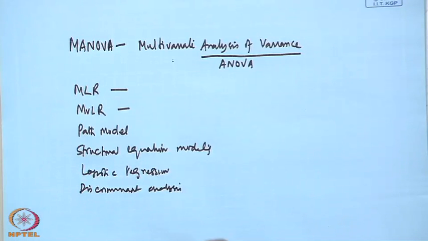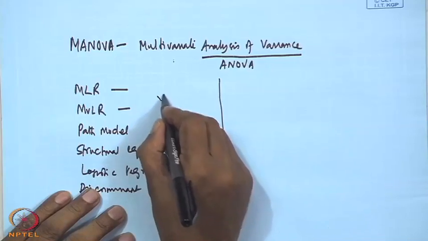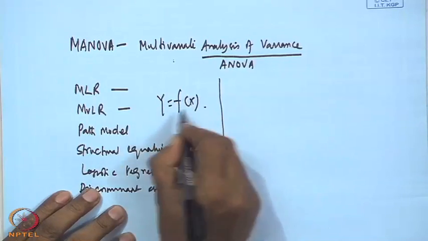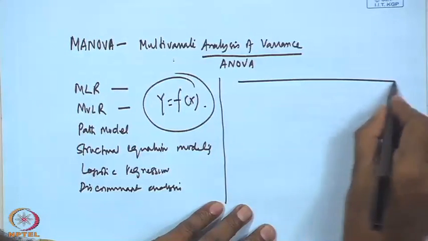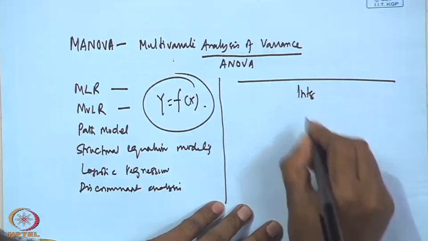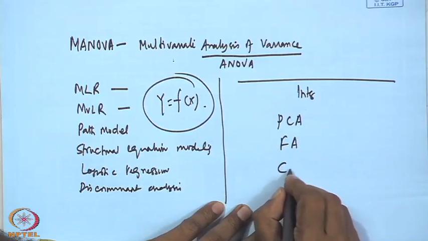But in this set of models, the basic picture is that we have two sets of variables, one can be affected by the other set of variables, and we can build a model like y equals a function of x. This type of relationship model we can build. The other group is what I call the interdependence models. Under interdependence models, there are principal component analysis, factor analysis, and cluster analysis.